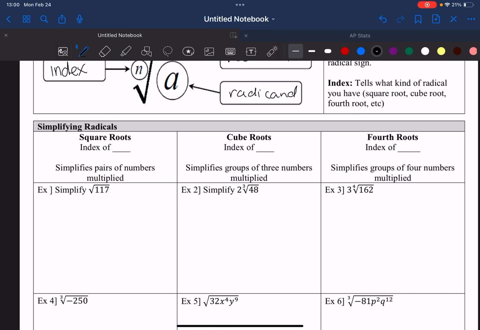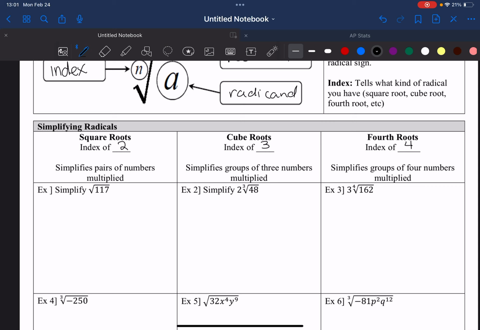Okay, so simplifying radicals. In order to simplify square roots, remember square roots have an index of 2. We have to simplify pairs of numbers multiplied. Okay, for cube roots, that's the same as saying index of 3. We simplify groups of 3 numbers multiplied. And for fourth roots, that's the index of 4. We simplify groups of 4 numbers multiplied.